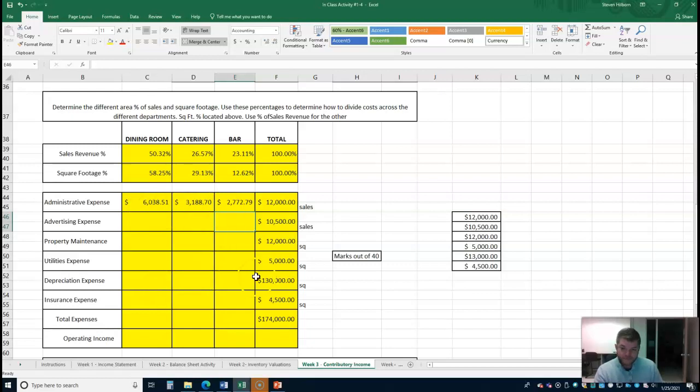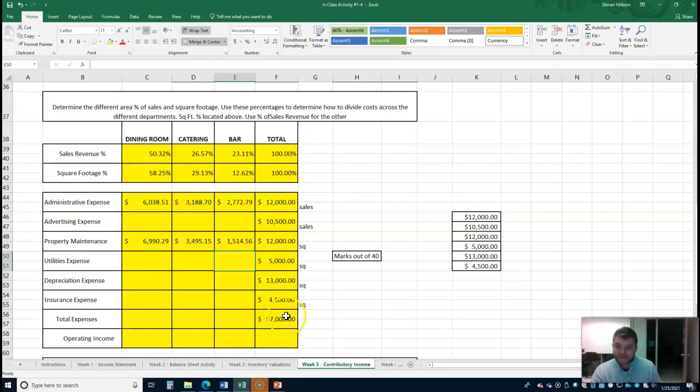Down here, I'm also going to do this, but now I'm going to do this for square footage. So same formula style, but instead I'm just going to use the square footage as the cost. Like so. So the $12,000 is split up now based on square footage. So using the other sales and the other square footage classifications, separate these costs right here by the percentages and find out the total that each department is going to pay.